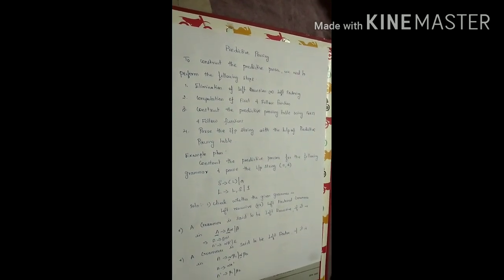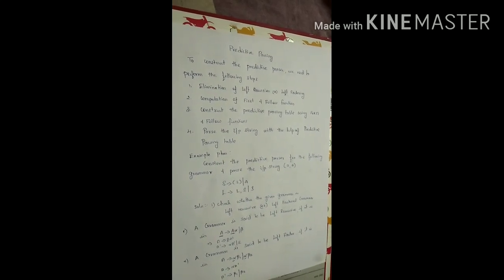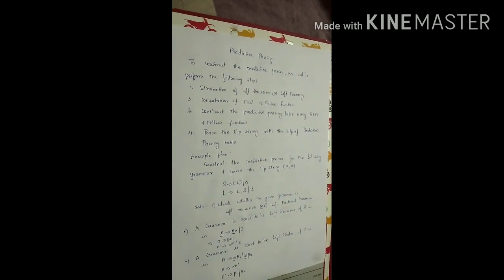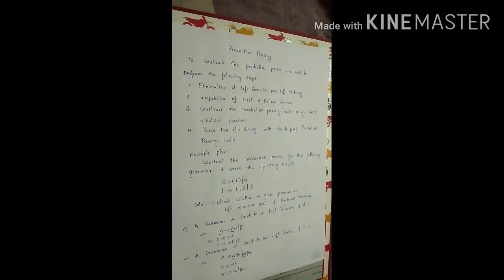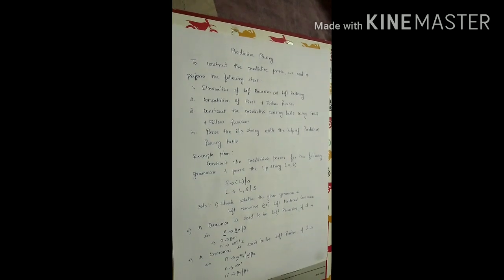Once again, LL(1) means the first L represents that the input string is scanned from left to right, the second L represents that leftmost derivation is used, and 1 represents that only one input symbol is processed or used to predict the parsing process.